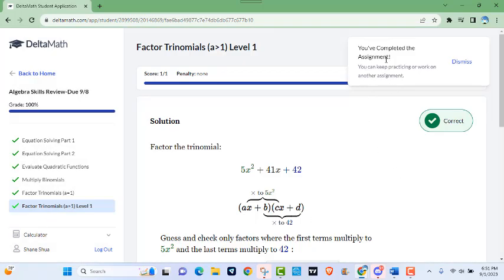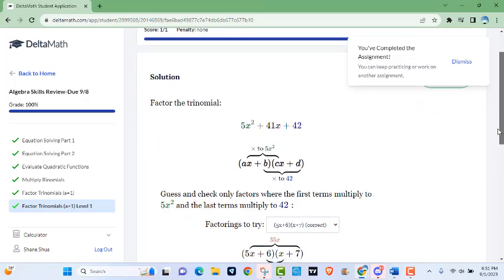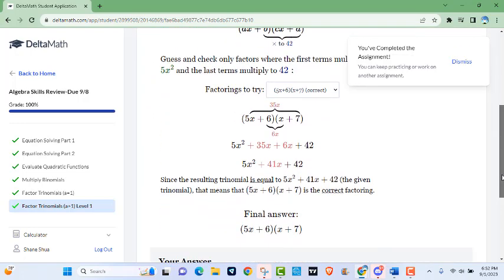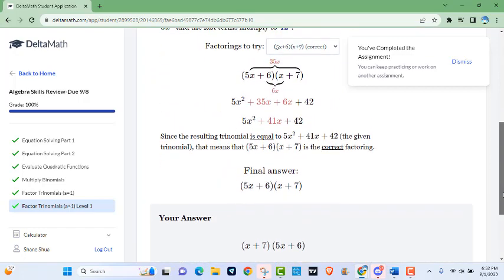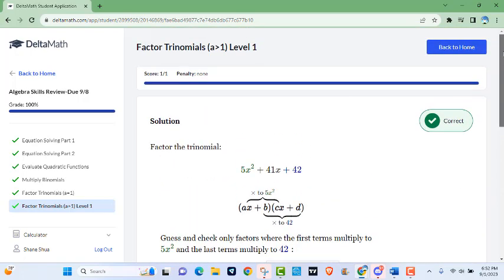Correct. Oh, you've completed the assignment. Awesome. And then factoring the trinomial, DeltaMath, they're showing you a way here. I'm not even going to get into it. We got the correct answer. You dismiss this. All right. So when you go through and do this, you're not going to get the exact same questions that I get because DeltaMath switches it up, makes unique questions for everybody. But seeing how I did these, whenever you get similar questions, just follow the steps that I did and you'll be able to answer it.